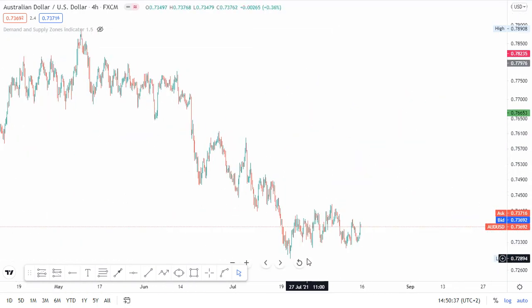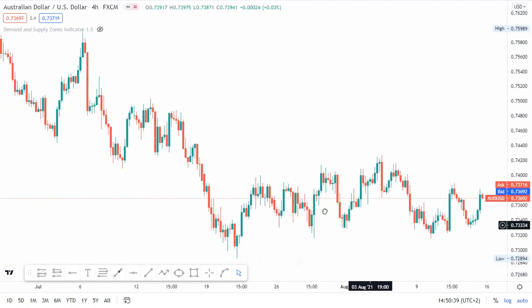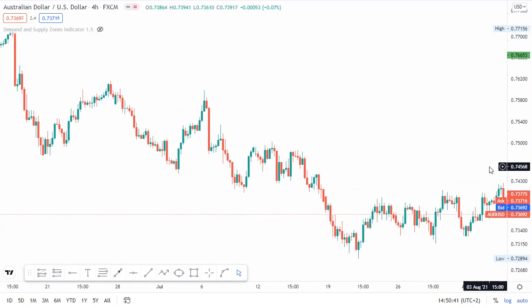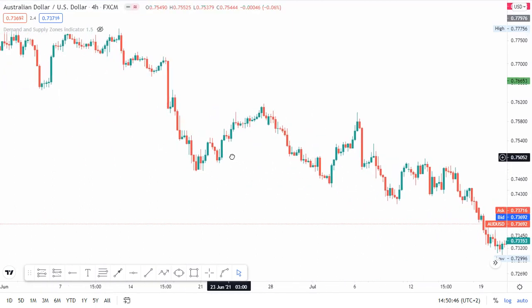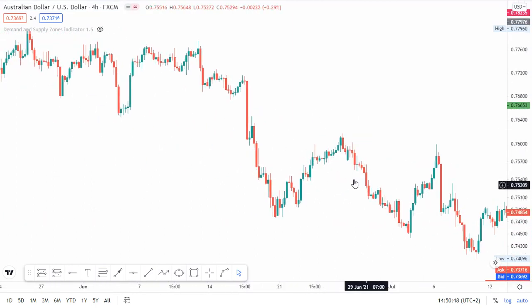Yeah, wait for price to come back to those levels. The best strategy when doing this is, once you identify a level, wait for price to come back to that level.